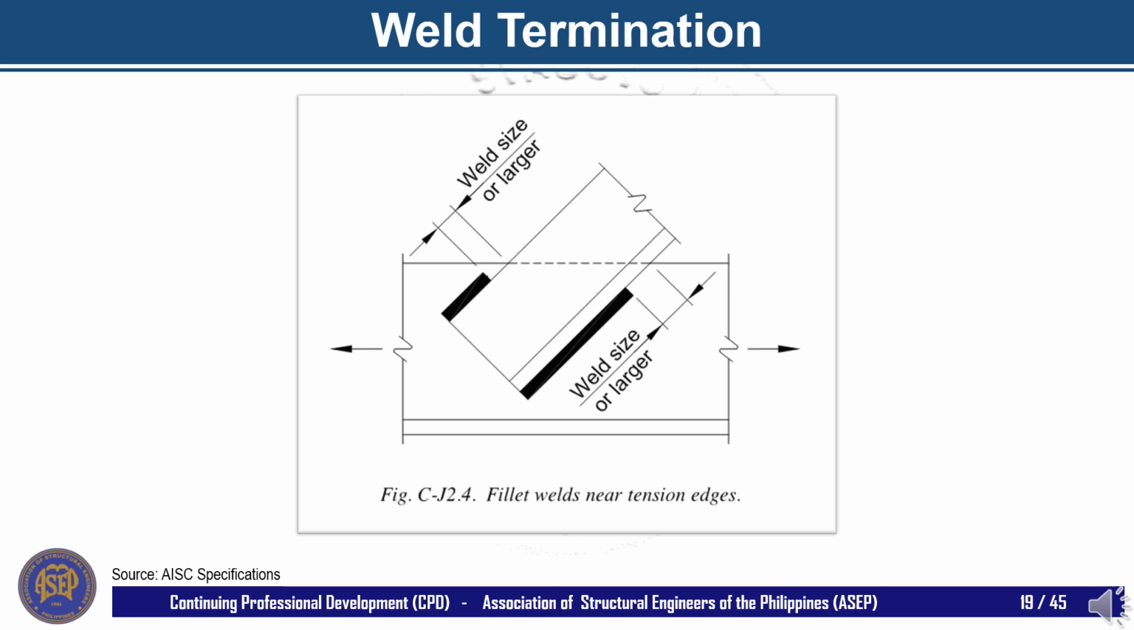For one typical example, the lap joint between the T-chord and the web members of a truss, the weld should not extend to the edge of the T-stem as shown in this image.